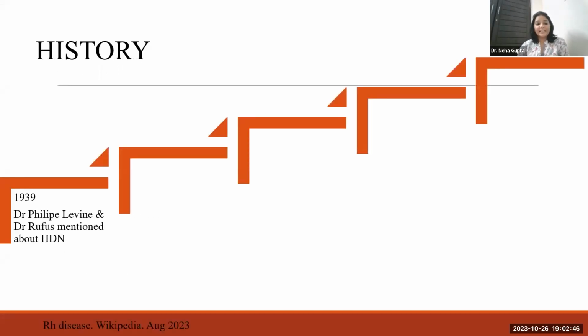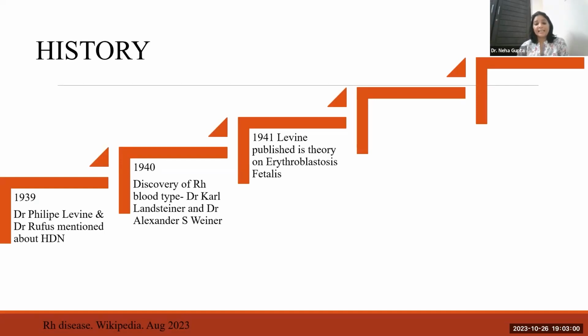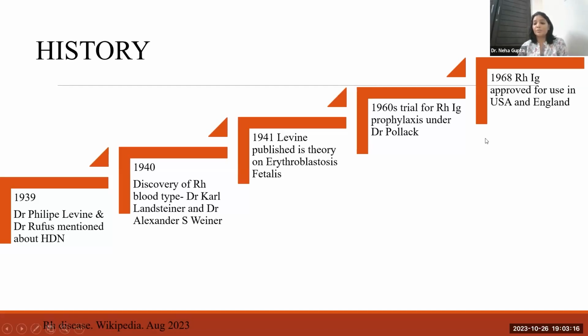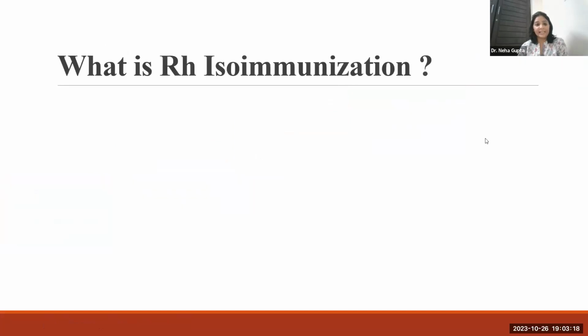In 1939, the first mention about hemolytic disease of newborn was by Dr. Philip Levine and Dr. Rufus. Dr. Karl Landsteiner and Dr. Wiener discovered Rh blood group, for which they received the Nobel also. And in 1941, Levine had published his theory on erythroblastosis fetalis. In the 1960s came the trial for Rh immunoglobulin under Dr. Pollock, and ultimately it was introduced in around the 1970s in USA and England.